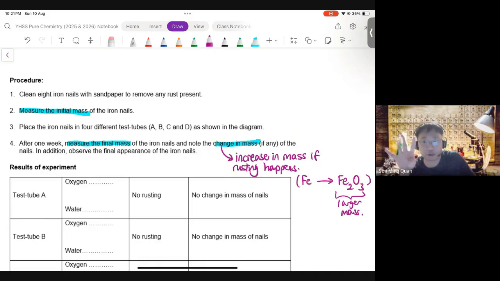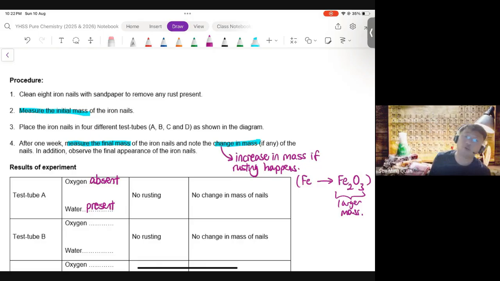So now let's look at the 4 tubes. A, B, C, D. Please feel free to refer to your notes as we go through. Now A has boiled distilled water with a layer of oil. So boiling of water, layer of oil, this tells you that oxygen is absent. There's no oxygen, but water is present, of course. But even though water is present, there's no oxygen, therefore, there's no rusting. There's no change in the mass of the nails.